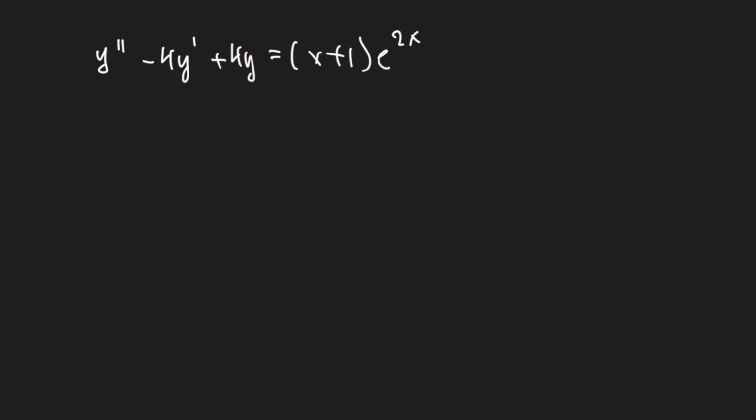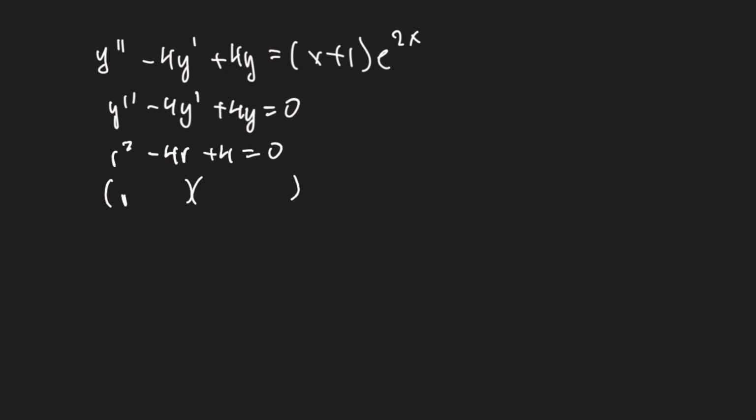First thing we're going to do is find y of c the way we would in a homogeneous differential equation, which means we're going to set the right side equal to 0. So we have y double prime minus 4y prime plus 4y equals 0. We're going to write this as r squared minus 4r plus 4 equals 0. We're going to factor this. We have r minus 2 and r minus 2, which means we have a repeated root of r equals 2.